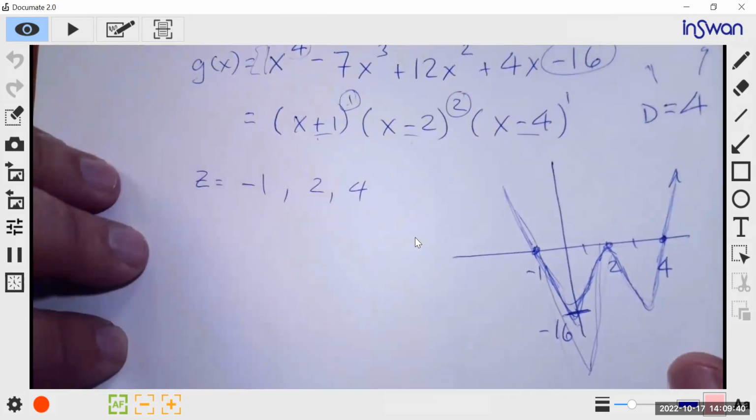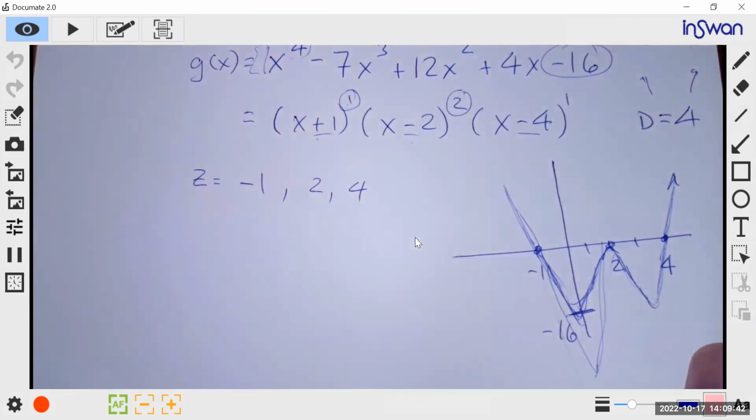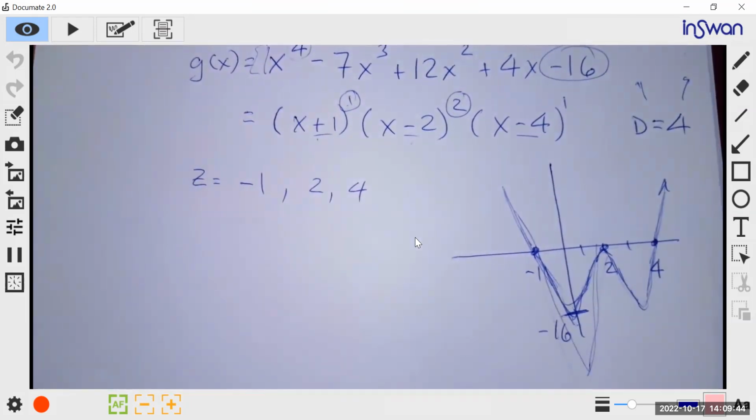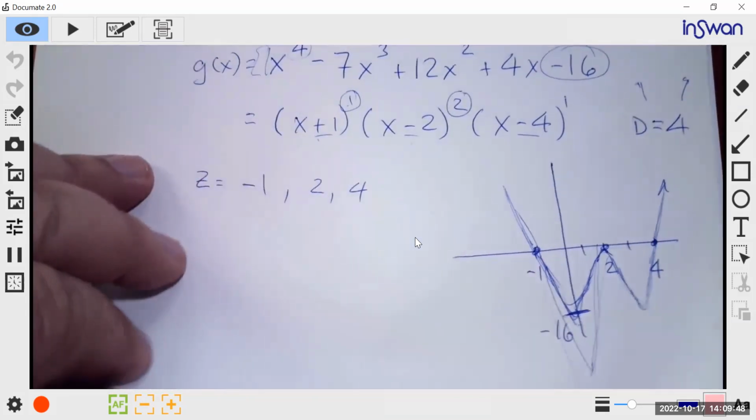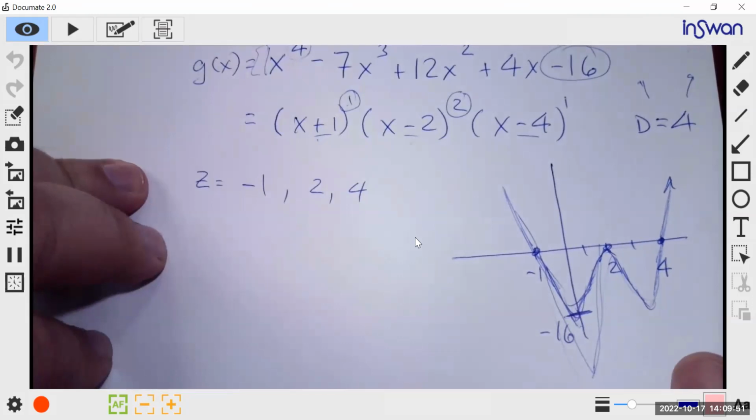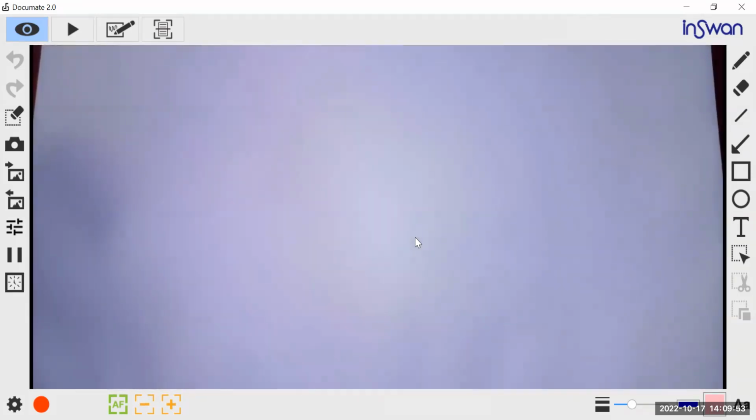Everybody feel so good so far? So the hardest part is once you factor it out, each of those parentheses parts tell you a lot, whether it crosses or bounces at that point, and how many times it happens.